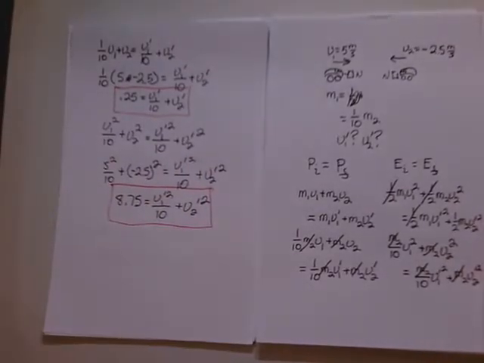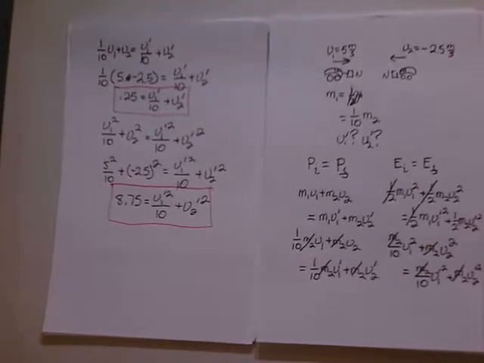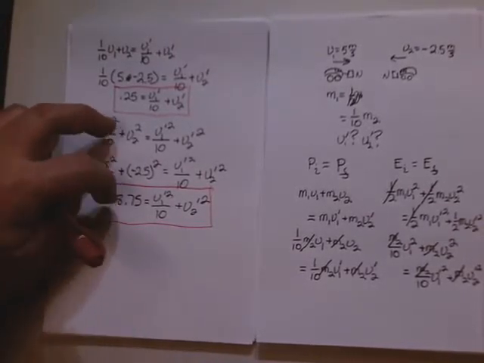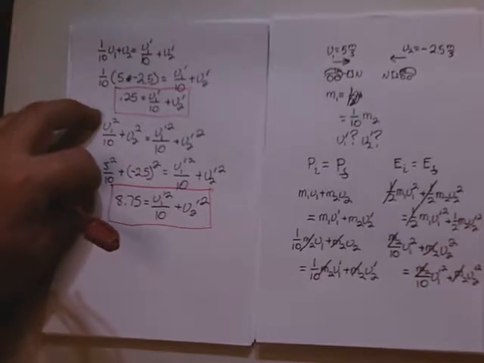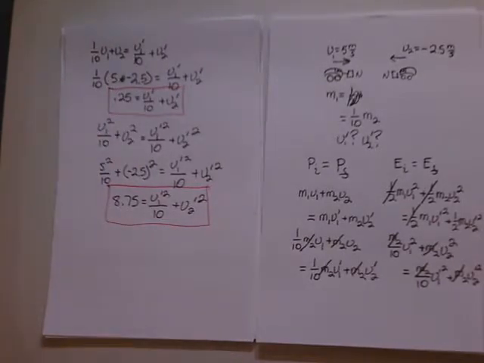If I simply gave you those two equations and said solve for V1 prime and V2 prime, you'd look at it and go, that's not that bad. The whole thing about an elastic collision problem is setting those two equations up and getting it to that point. Once you get it to that point, it's all downhill from there.